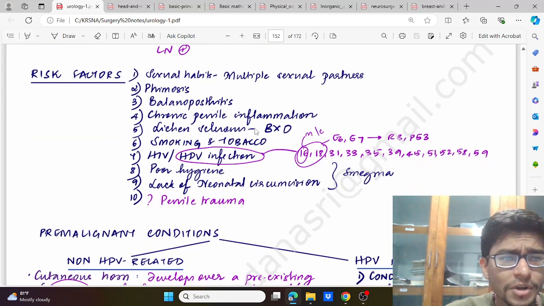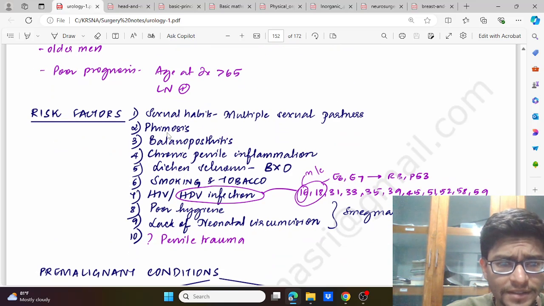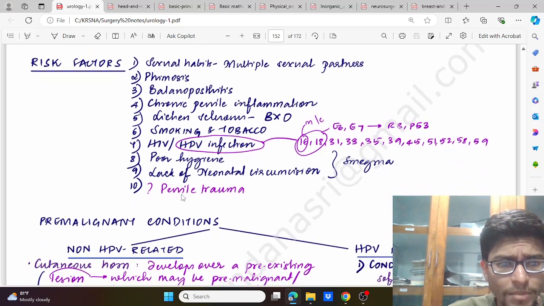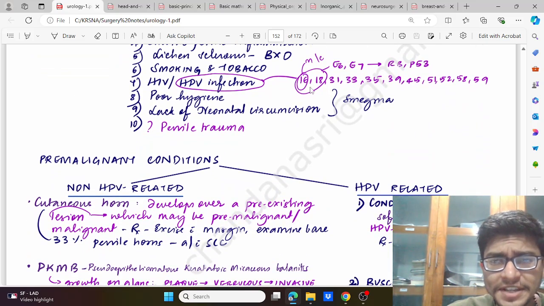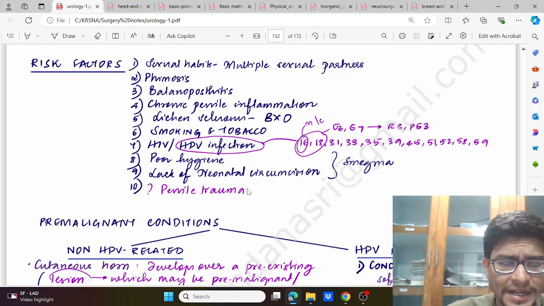So what are the risk factors? Risk factors are poor sexual habit like multiple sexual partners, phimosis, balanoposthitis, that are some common issues of the penile region, chronic penile inflammation due to infection, lichen sclerosis, that is balanitis xerotica obliterans, smoking and tobacco, common infections like HIV, HPV, of which 18 and 16 being most common, and having the RB and p53 gene mutation, then poor hygiene, lack of neonatal circumcision. These result in smegma formation, which is associated with high chances of penile carcinoma. Then we have penile trauma.